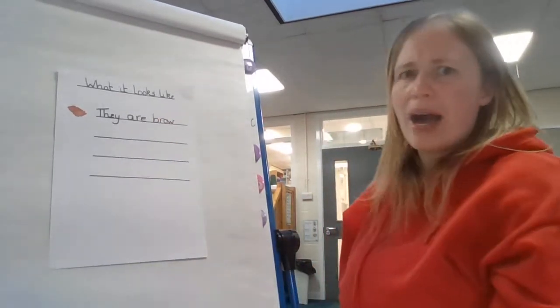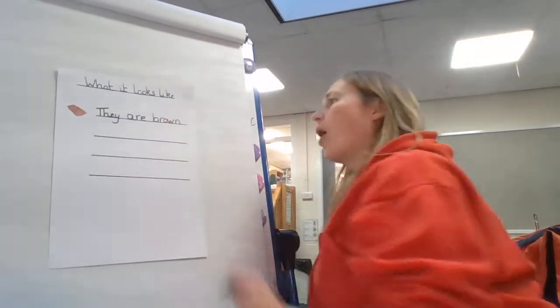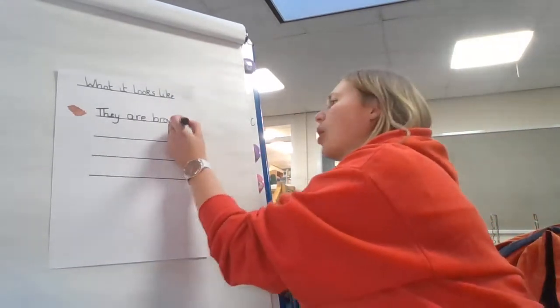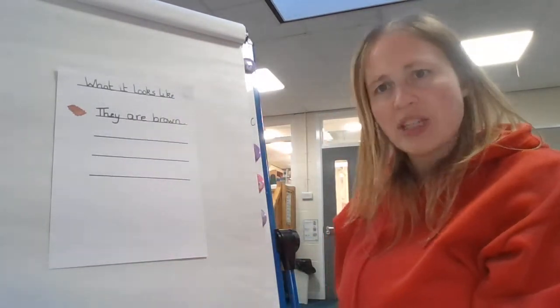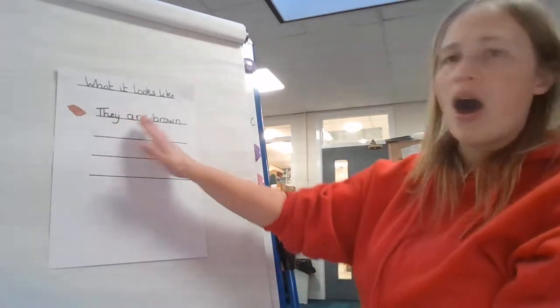They are brown. Oh, there's my last letter. They are brown. What's going to go at the end of my sentence? It's a full stop. There we go. My first piece of information. So, I know that a grizzly bear is brown. So I've written, they are brown.